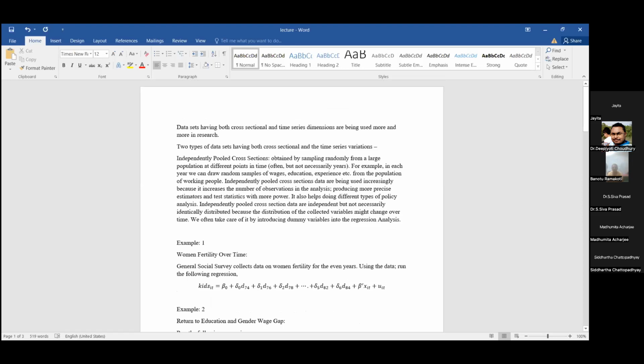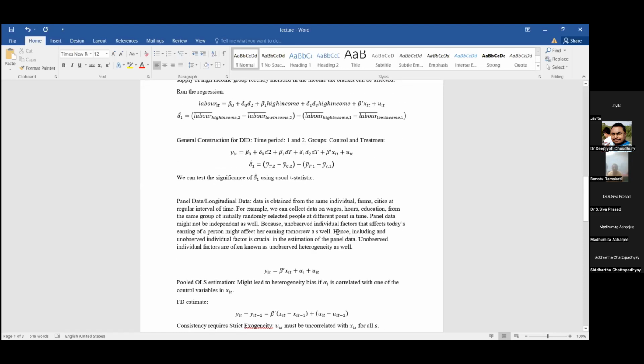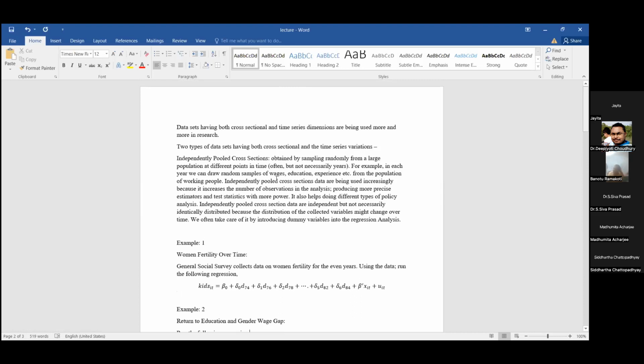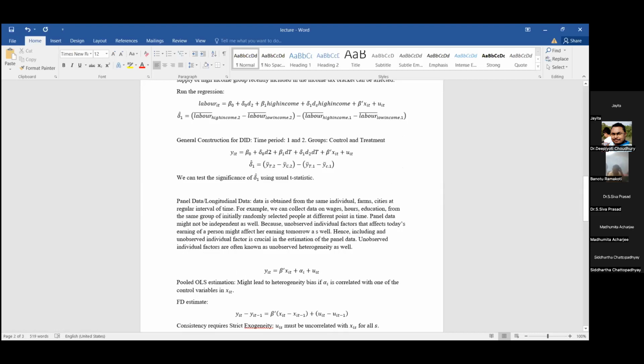You collect data over time, but from the same population, as if you are tracking one individual over time, one city over time, one farm over time. That is basically your longitudinal data or panel data. And what is important over here, unlike over here, as I said, the distributions are independent but not identical. In the panel data, the distribution might not be independent as well.